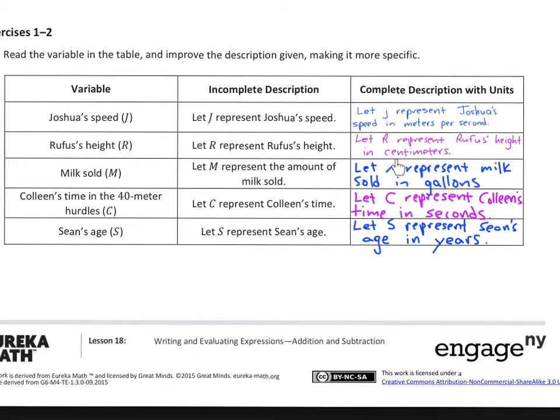Now, centimeters may not be typical in the USA, but most of the world uses the metric system, and centimeters is a typical way to measure height so that you don't also have feet and inches. You wouldn't have meters and centimeters. You could just use one number that would represent centimeters. And obviously, liquids are sold by specific amounts, milk typically in gallons, and then quick races in seconds, and age in years. So don't think of it just as math. Think of it as common sense.